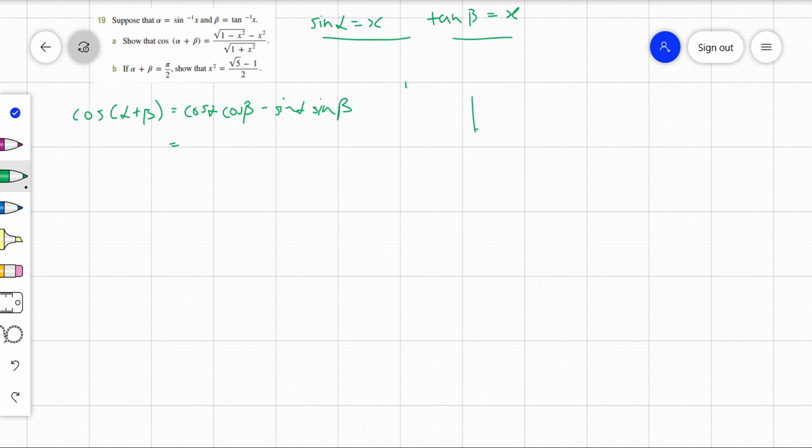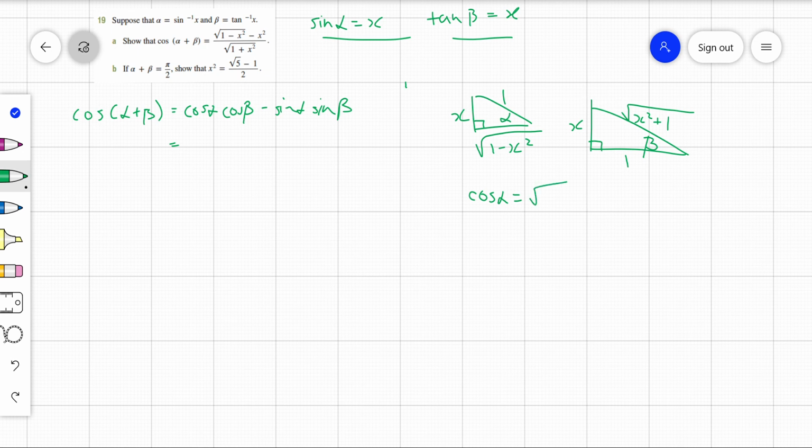Yes, I can. So if I do an alpha here, sine alpha is opposite over hypotenuse, so it would be x over 1, and tan beta, let's do another one with a beta, opposite over adjacent would be that. So the third side using Pythagoras would be root of x squared plus 1 for that one. On this one, it would be the square root of 1 minus x squared. So now I can find cos alpha from here, adjacent over hypotenuse. So that's going to be square root 1 minus x squared on 1.